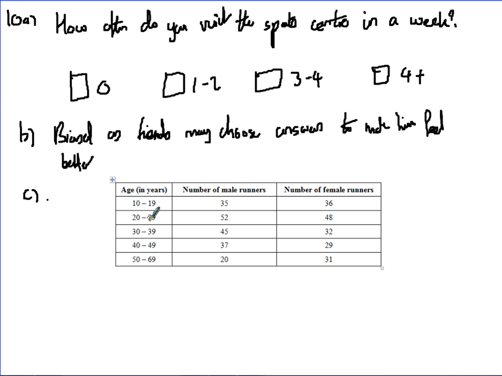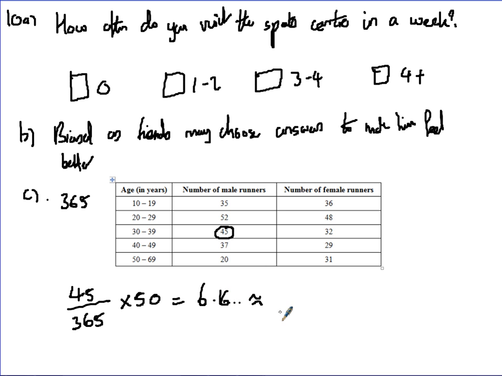Part C then, we've got 365 runners in a sports club. Table of information about these runners, number of male, female in the years. Surveys the runners in the sports club. You use a sample of 50 runners. Work out the number of male runners with an age of 30 to 39. So here's the male runners. So how many in his sample of 50? Well, all you do, you take the 45 out of the total and you times it by your sample size. So 45 divided by 365, times it then by 50, and you get 6.16, etc., and that'll round then to 6.